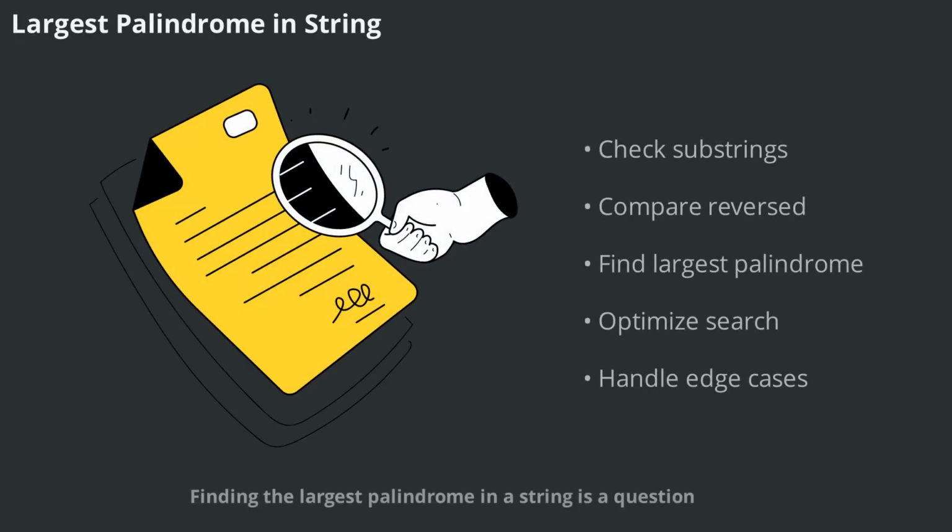Finding the largest palindrome in a string is a question that tests your ability to use nested loops and string manipulation. By checking all substrings and comparing them to their reverse versions, you can identify the largest palindrome. For example, babad yields bab or aba. This problem demonstrates your skill in handling substrings and optimizing search algorithms. Interviewers look for efficient solutions and your ability to handle edge cases. Practicing this prepares you for more advanced string problems.